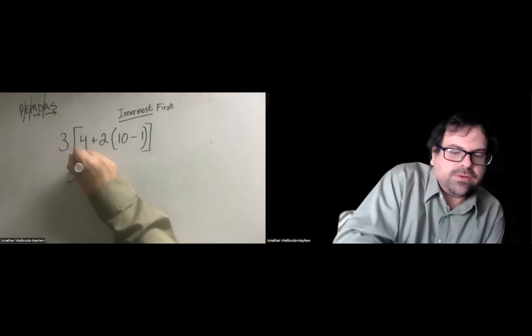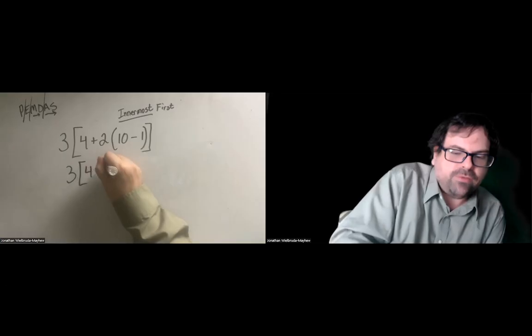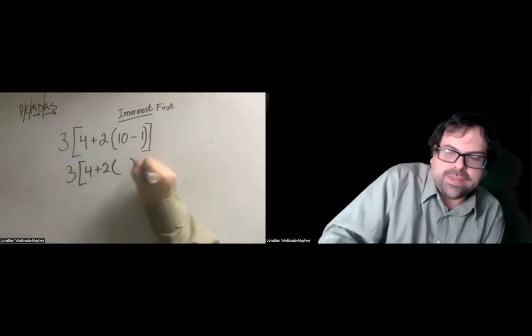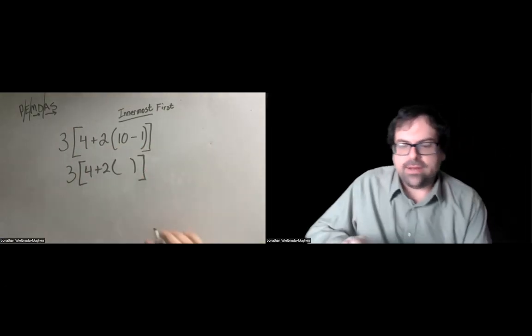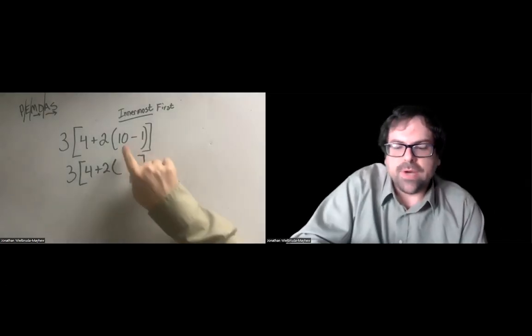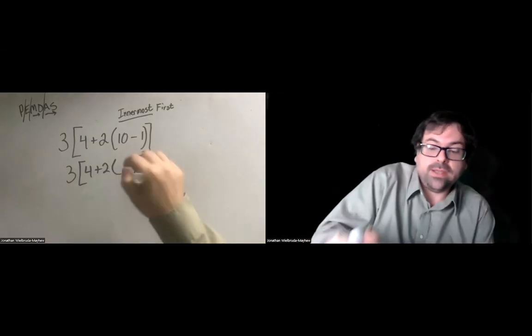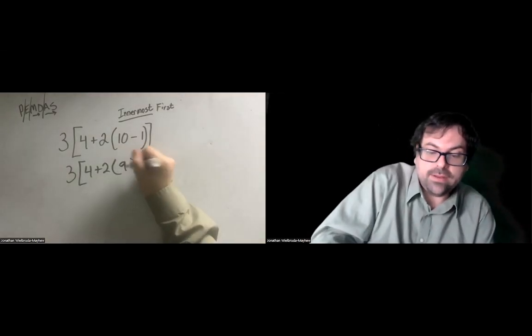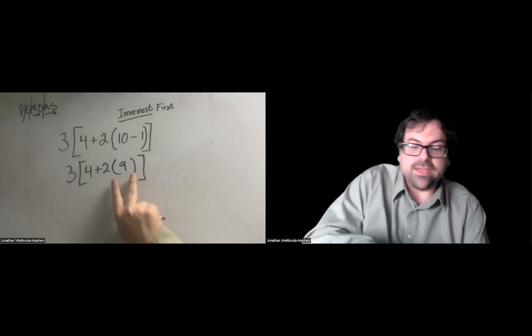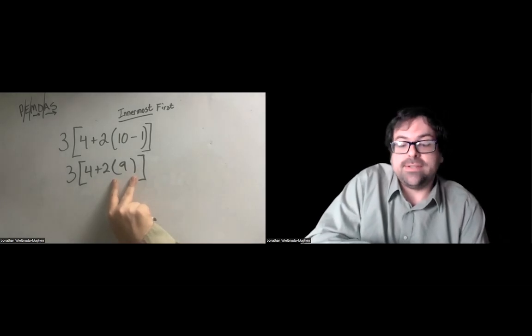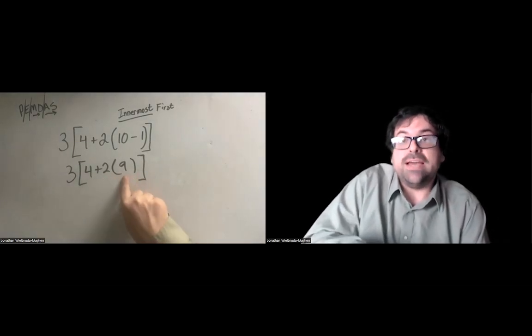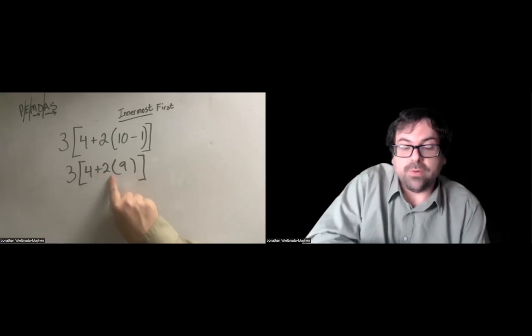Leave everything else alone. 3 square bracket, 4 plus 2 parentheses, bracket. Inside the parentheses, 10 minus 1 is what we do first. 10 minus 1 is 9. Now there's nothing else to do inside these parentheses. This now means 2 times 9. Whenever we have a number right up against parentheses, it means multiplication.